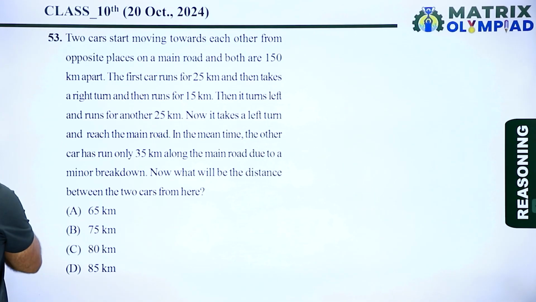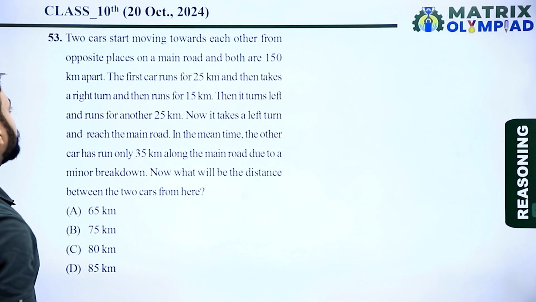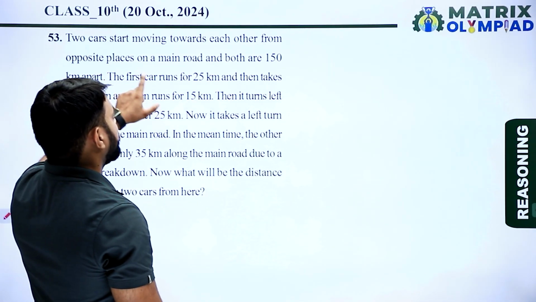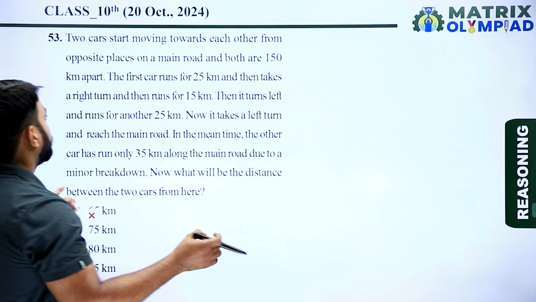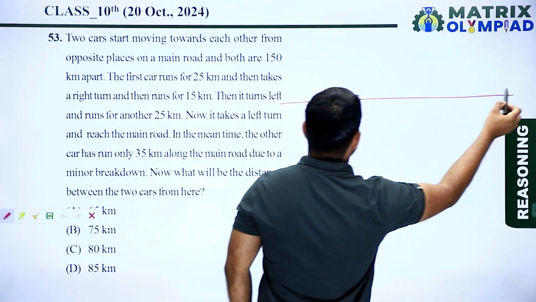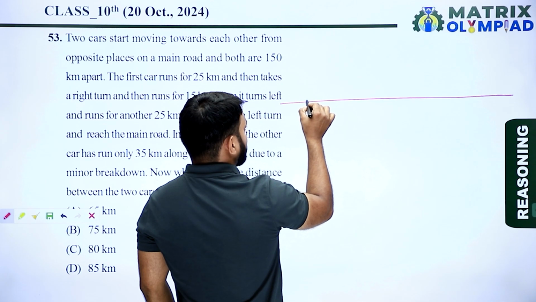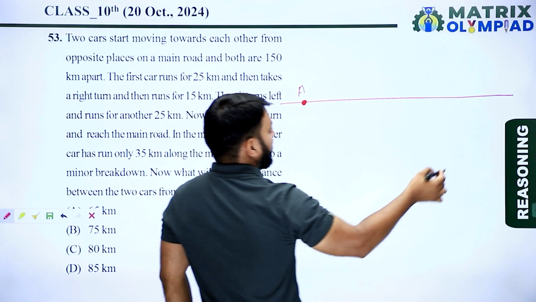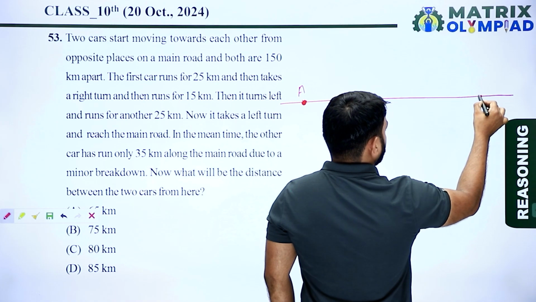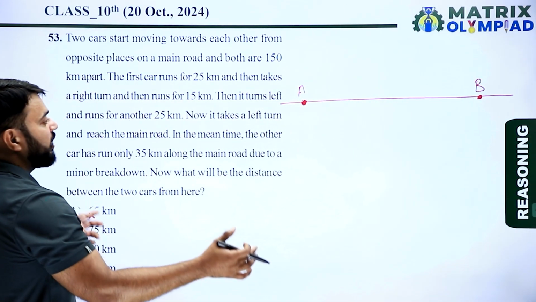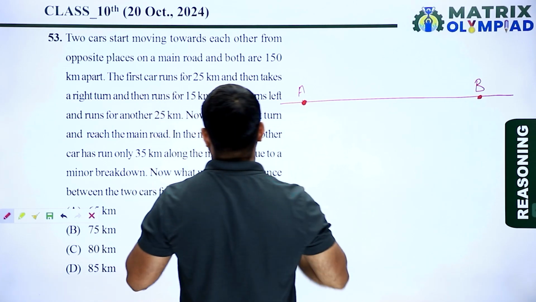So now next question is question number 53. Two cars start moving towards each other from opposite places on a main road and both are 150 km apart. Let's suppose this is a main road. और इसके अपोजिट प्लेसेस पे लेट्स सपोज एक पॉइंट यहां है, इस पे फर्स्ट कार मान लिया अपन ने A एंड सेकंड कार इज B. ये B हो गए. अपोजिट प्लेसेस से दो कारें एक दूसरे की तरफ मूविंग स्टार्ट करती हैं.